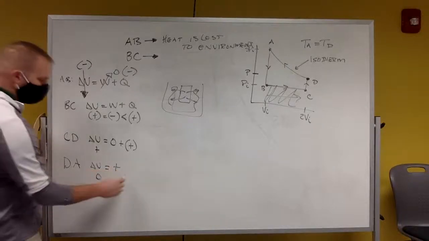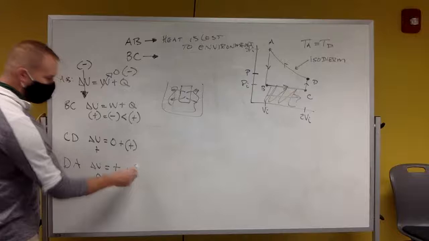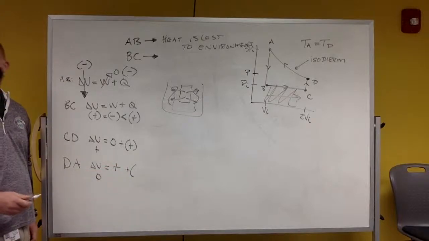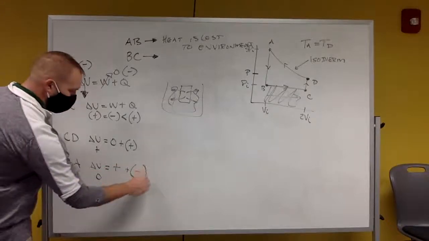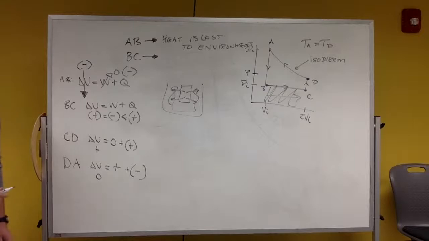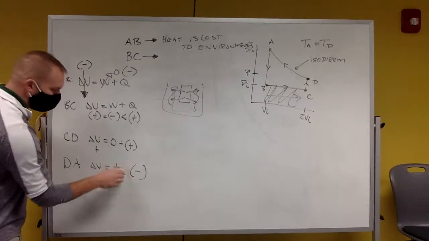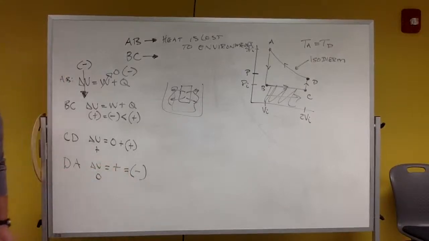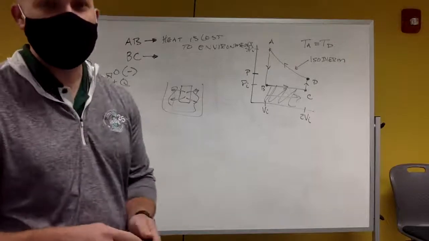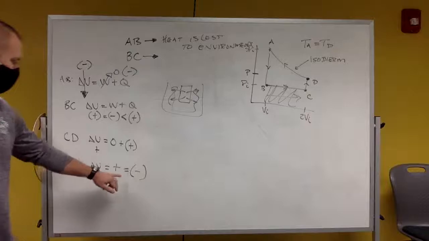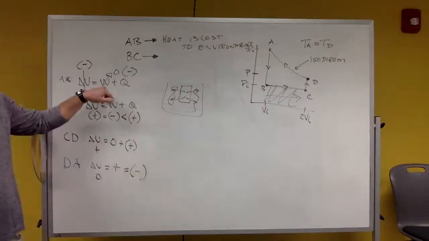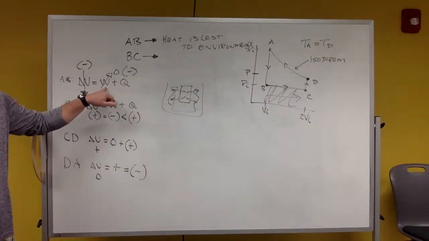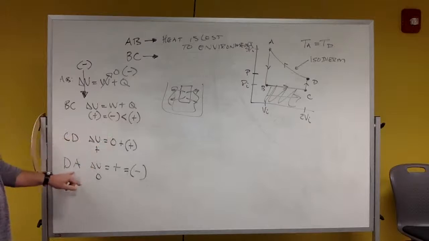So my work is positive, plus what has to be then true about my Q? It's negative. It's got to be negative, yes? And they have to be equal. Cool with that? So what are the two circumstances where heat is taken from the gas? Heat is taken from the gas during A to B, as well as during D to A.